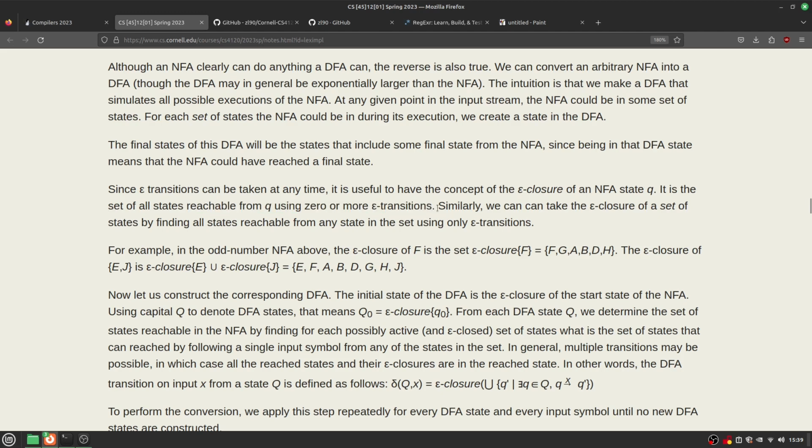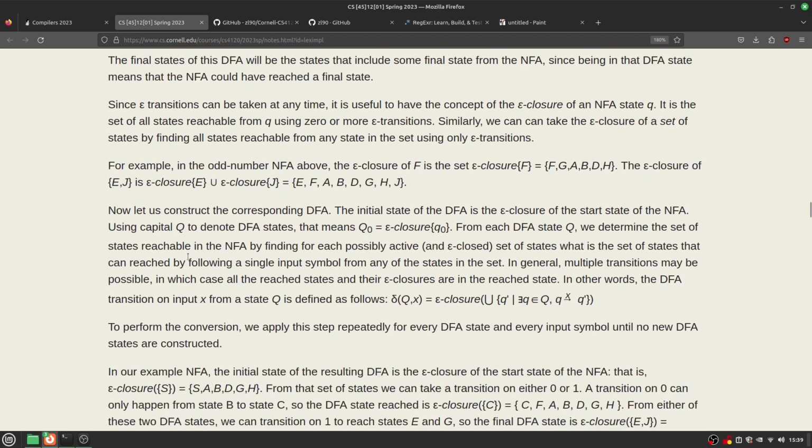Similarly, we can take the empty string closure of a set of states by defining all states reachable from any state in the set using only empty string transitions. For example, in the odd number NFA above, the empty string closure of F is the set F, G, A, B, D, H.